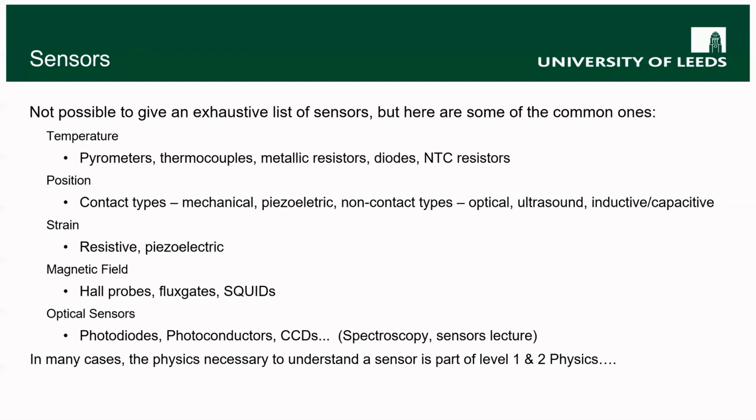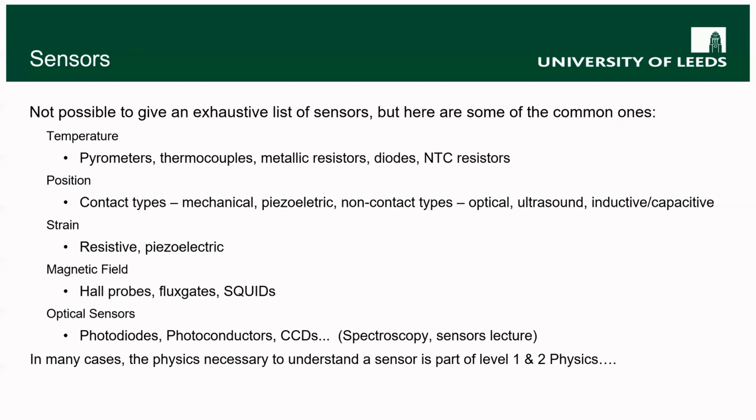You might want to measure, say, a mechanical strain, in which case you'd be looking at some kind of resistive sensor, or again, maybe a piezoelectric sensor. If you're measuring magnetic fields, you're interested in things like Hall probes, magnetic flux gates, and more exotic things like superconducting quantum interference devices, or SQUIDs.